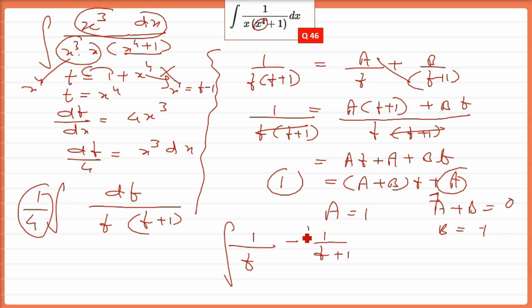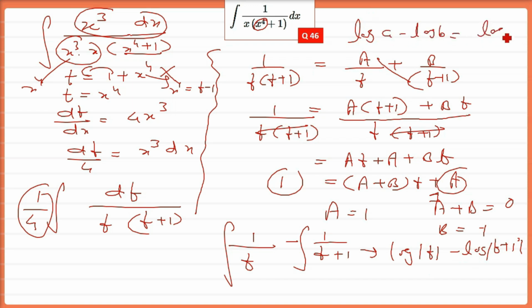Now I'm integrating. We can do it in one screen only, so don't worry. Log modulus of t minus log modulus of t+1 will come. And you already know that log a minus log b is log a divided by b. Log a plus log b is log a into b. So this will become log of t divided by t+1.